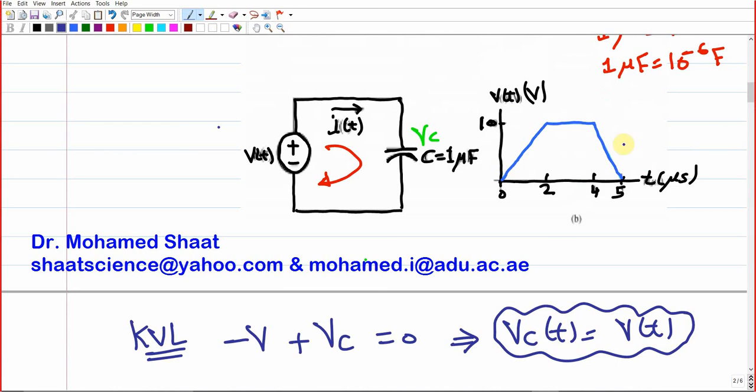As you look at this shape, it is a set of lines. Within this period of time, from 0 to 2 microseconds, the unit here is microseconds, the volt is a linear function. It is a straight line. But within 2 to 4, it is a constant function. Between 4 and 5, it is a decreasing line, a linear function. So we have to convert this graph into equations.